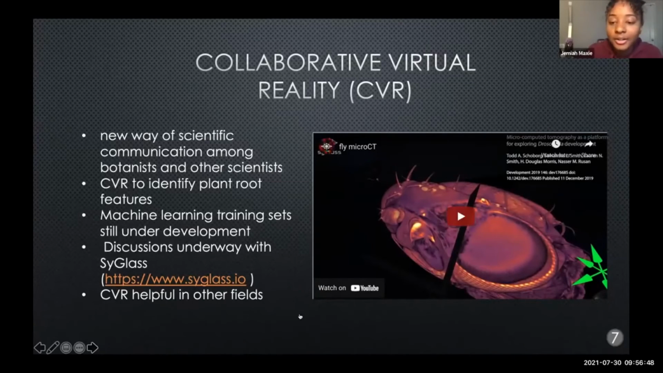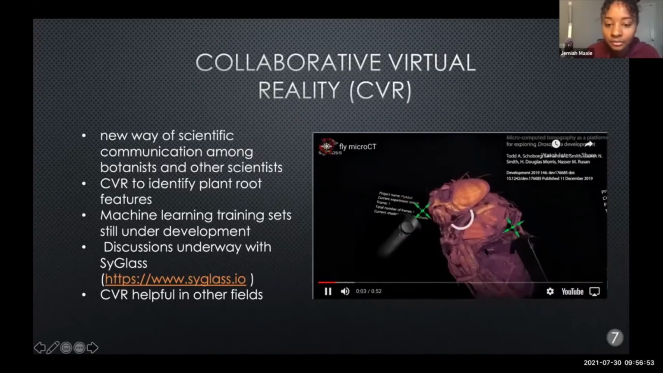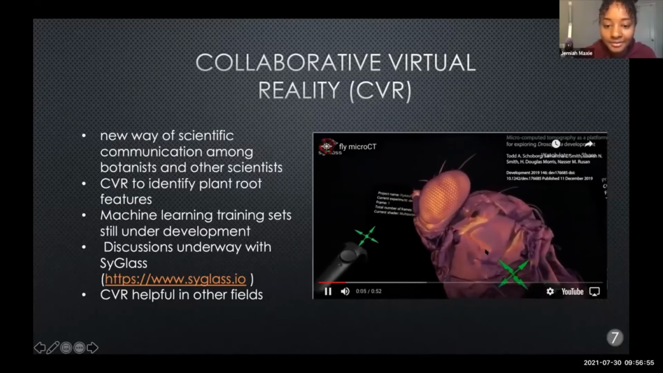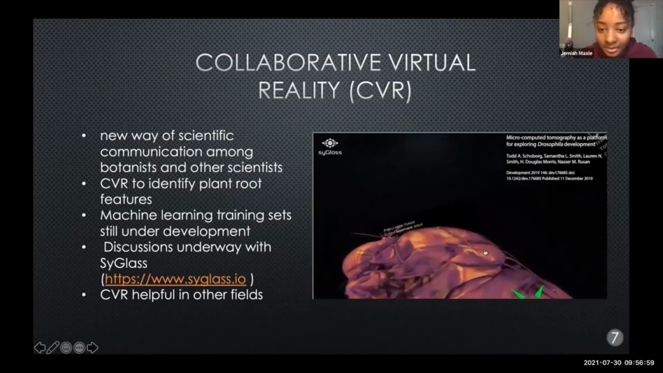And right here is a short clip of some 3D tomography that was done with this software. This is a fly in this image.